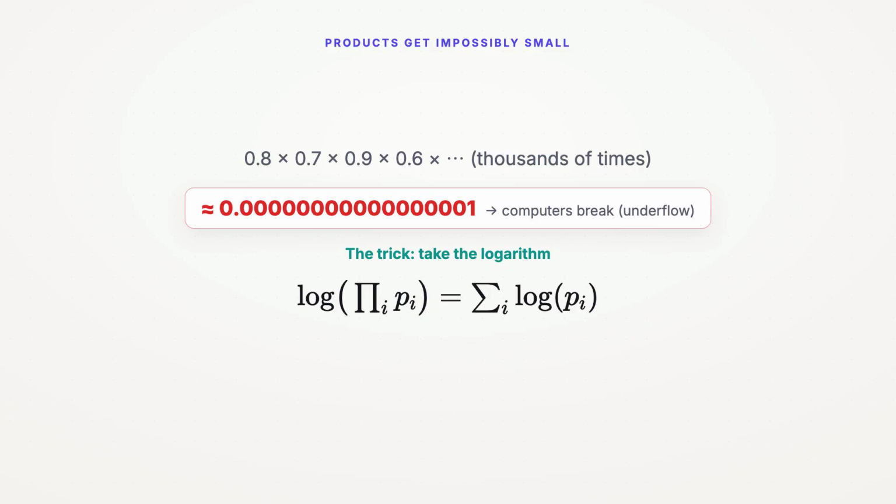The log of things multiplied together equals the log of each of them, added up. So multiplication turns into addition. Instead of multiplying 1,000 tiny probabilities, we add 1,000 manageable numbers. Same ranking of models, but now it is stable and fast. This is called the log likelihood.